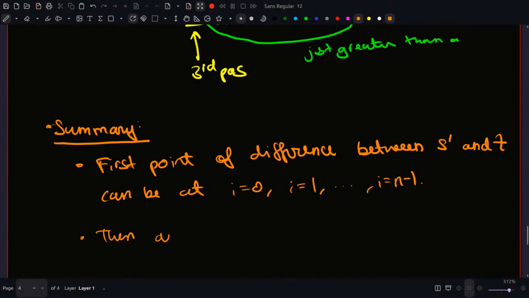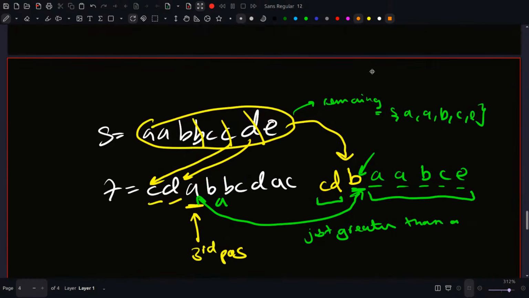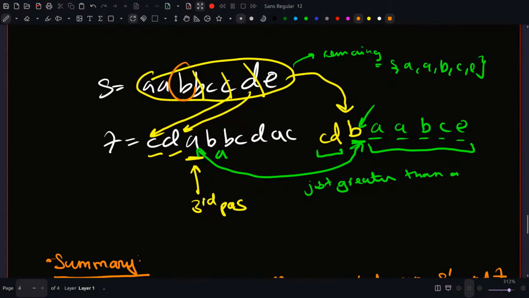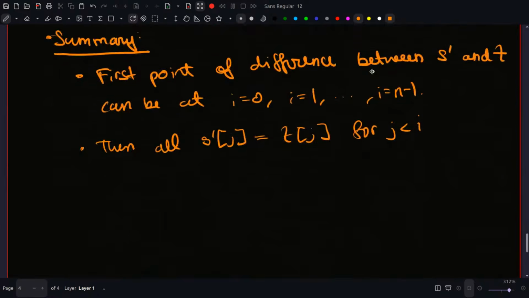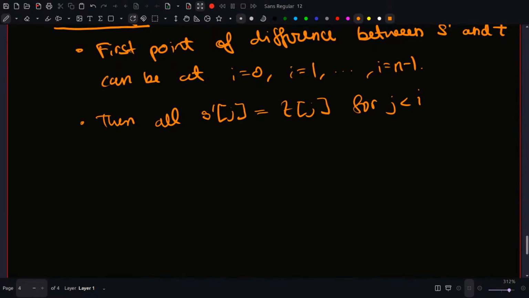Then all S dash of j is equal to T of j for j less than I. So we're saying that when we pick a first point of difference, let's say the first point of difference is 2, then for all j equals 0, 1, which is before 2, we should have them exactly equal, right?